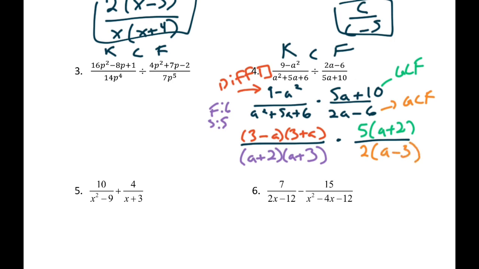Now when I start canceling things, well, I can make this a big fraction because it's multiplying. 3 plus a and a plus 3 are the same thing, so those can cancel out. A plus 2, a plus 2. Now here, when I look to cancel the 3 minus a and the a minus 3, these are backwards from each other. So imagine factoring out a negative 1 from here. And then this would become an a minus 3. So now the a minus 3s can cancel. So I'm left with a negative 5 over 2.